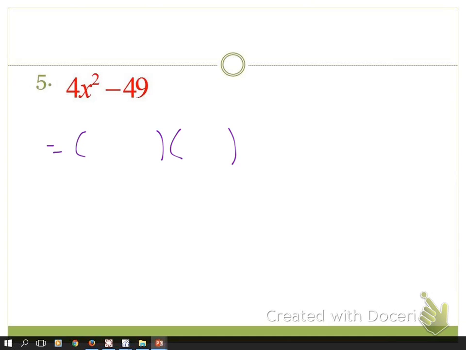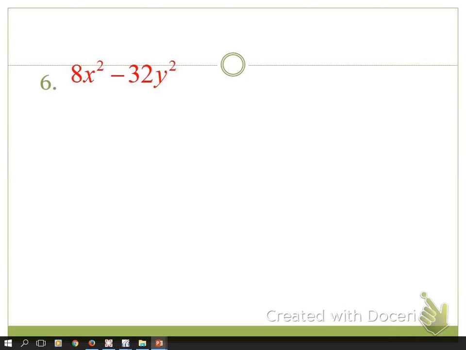Okay, two terms, difference, and you can square root both sides. You can square root both terms. So you should have gotten 2x plus 7, 2x minus 7 after you square root these guys. Okay, one more. Check for a GCF, then check for your trick.